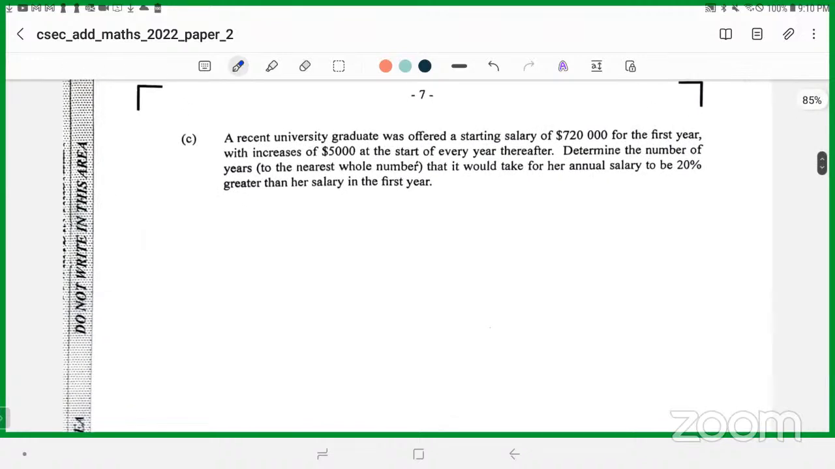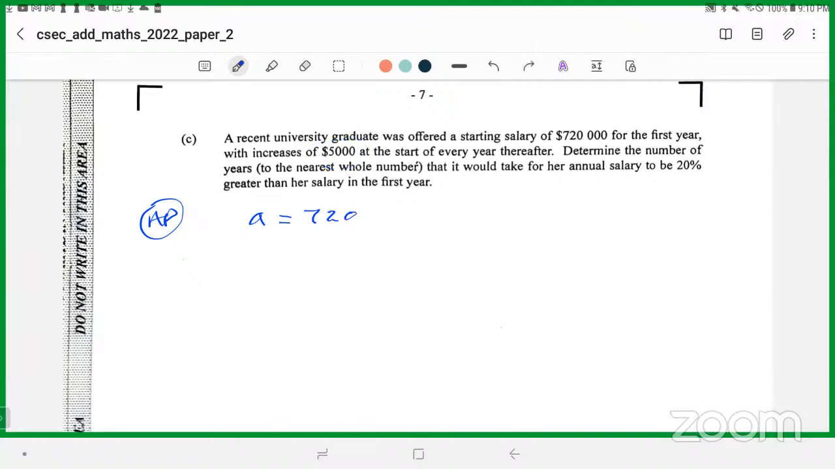This question says a recent university graduate was offered a starting salary of $720,000 for the first year, with an increase of $5,000 at the start of every year thereafter. This looks like an AP, because you're adding this amount every year. This is my starting value, my A, so my A is 720,000. I'm going to work in thousands, so I'll write 720 and give my answer in thousands.